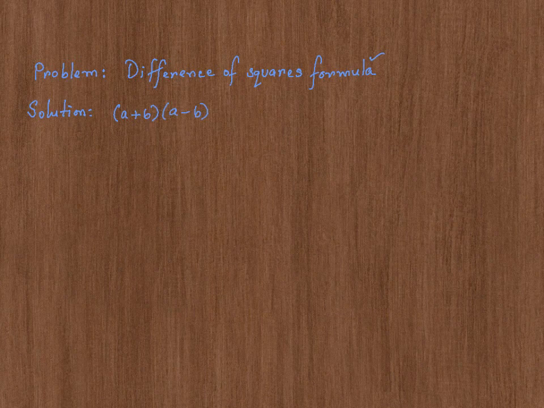If I do the usual multiplication using the distributive property, a times a gives me a square, and then a times negative b gives me negative ab. Then similarly, b times a is a positive ab, and then b times negative b is negative b square. Now notice that positive ab and negative ab cancel out, which gives me a square minus b square.